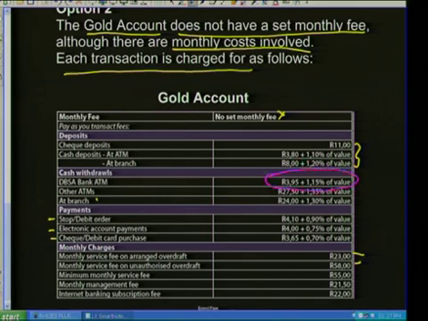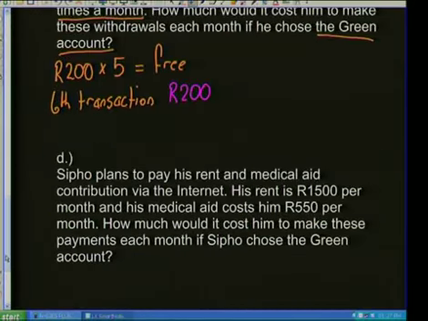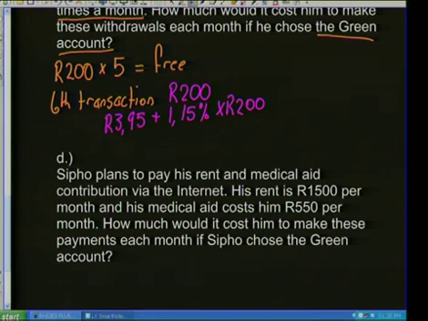3.95 Rand plus 1.15% of the value. So let's go back and write that in. He's paying 3.95 Rand plus 1.15% of the value. Now, how much is he withdrawing? He's withdrawing 200 Rand. Now, on my calculators, I'm going to do this.